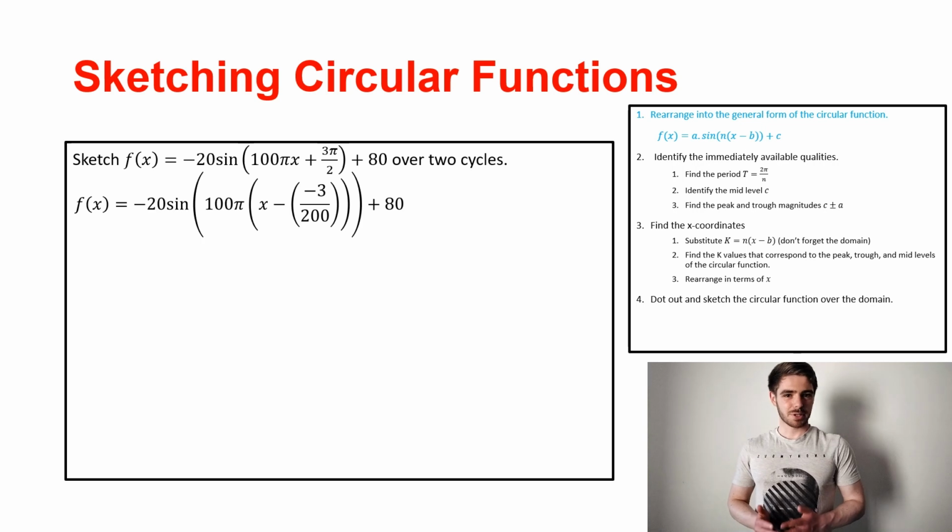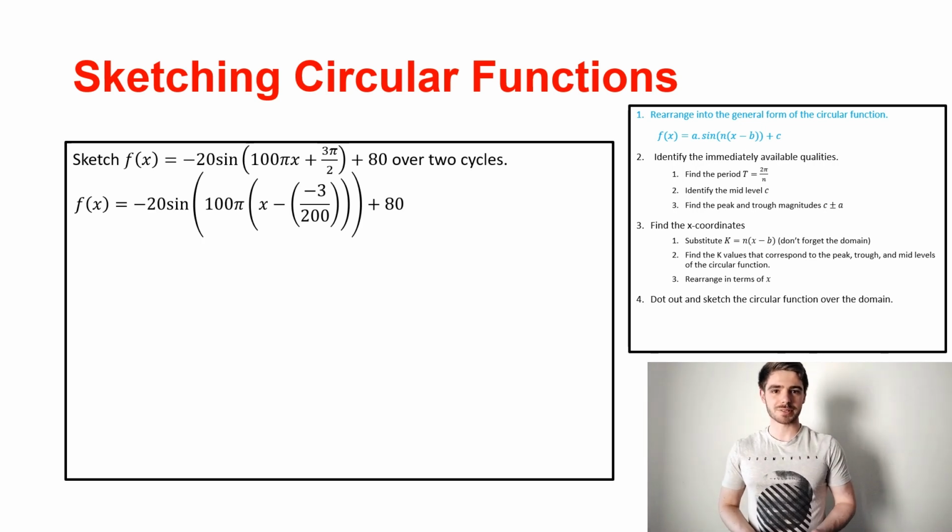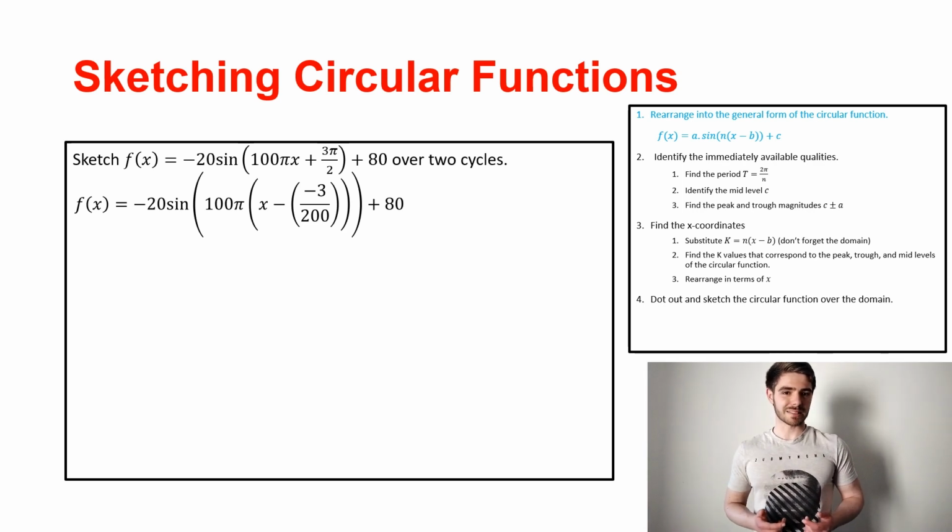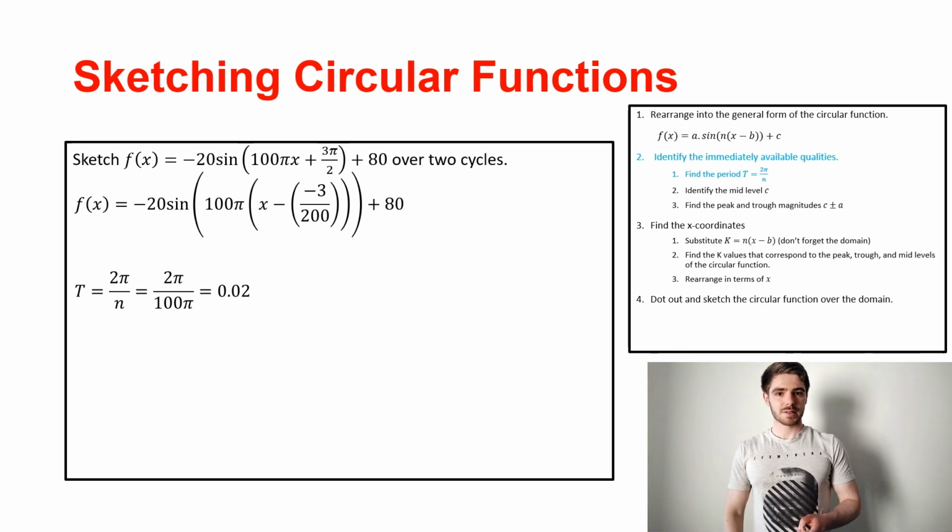That part was actually a bit overkill, but while you're learning, it's good to get used to these kinds of rearrangements. Next, we're going to quick fire grab some of the immediate quantities. The period is given by 2 pi divided by n, and since n is 100 pi, that gives us a period of 0.02. The mid-level is just a c term, so it must be 80.